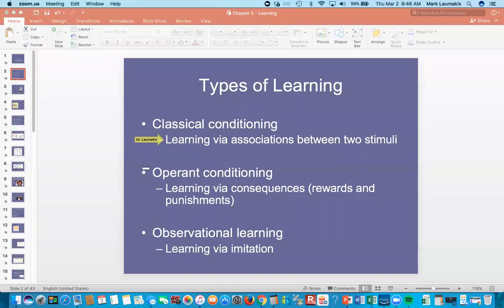All right, good. Time to turn our attention to operant conditioning. So we've got an hour to walk through operant conditioning between now and 10:45.